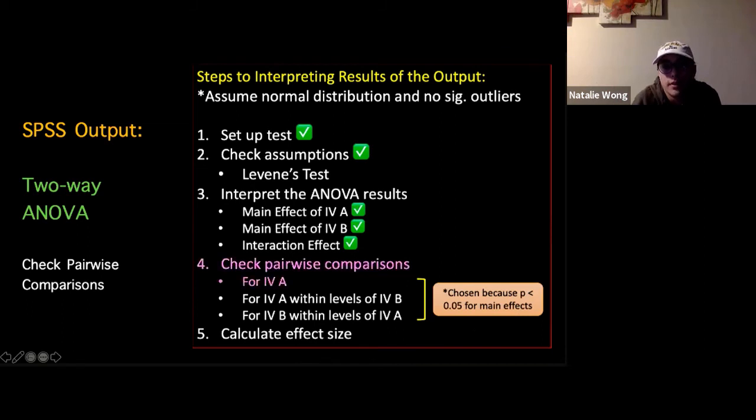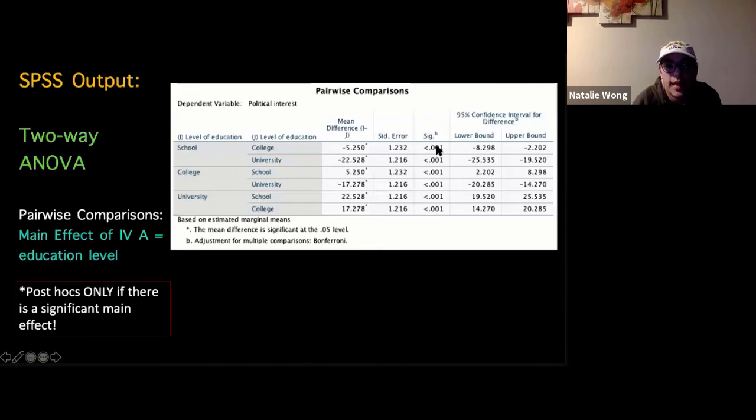And for the pairwise comparisons for A, we would have a table that looks like this. This is similar to the post hoc test you would see in a one-way ANOVA, where we've got all of the possible pairs of our levels of education. Again, there are redundancies in the table, so you only list each pair one time. In this case, all of our pairs are significant.